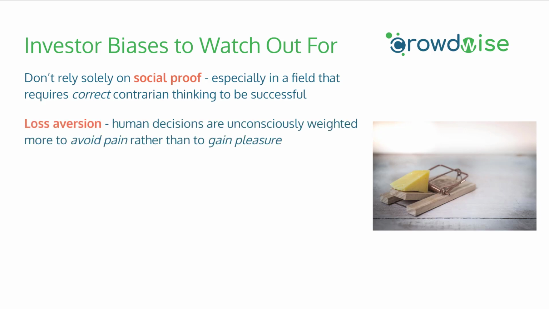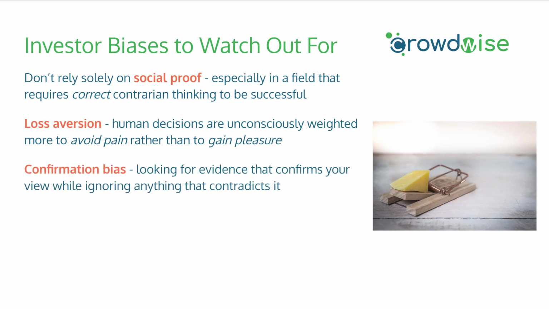Next, loss aversion. Loss aversion states that human decisions are unconsciously weighted more to avoid pain rather than gain pleasure. This is because we weight losses more heavily than gains. For example, losing $100 feels worse than gaining $100 feels good.